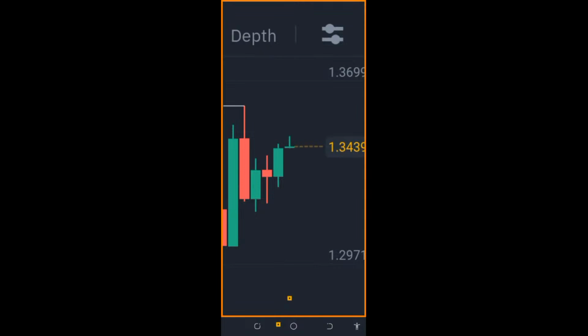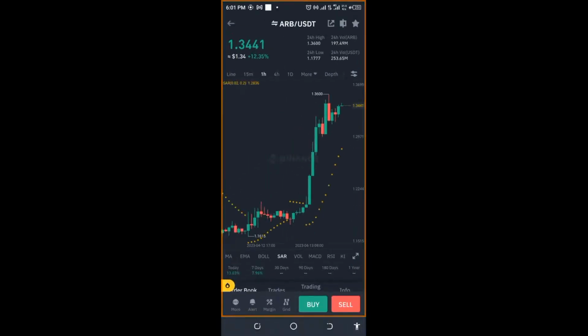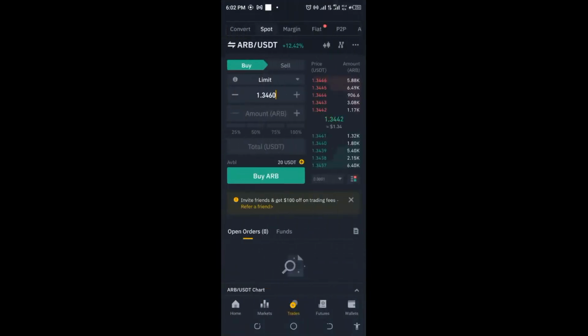I'm going to set a buy limit first, and then afterwards I'm going to set a sell limit, okay? Because you know that spot trading is buying the coin, holding it for a while, and selling it for profit once it rises. So let's go ahead and do a quick simulation.